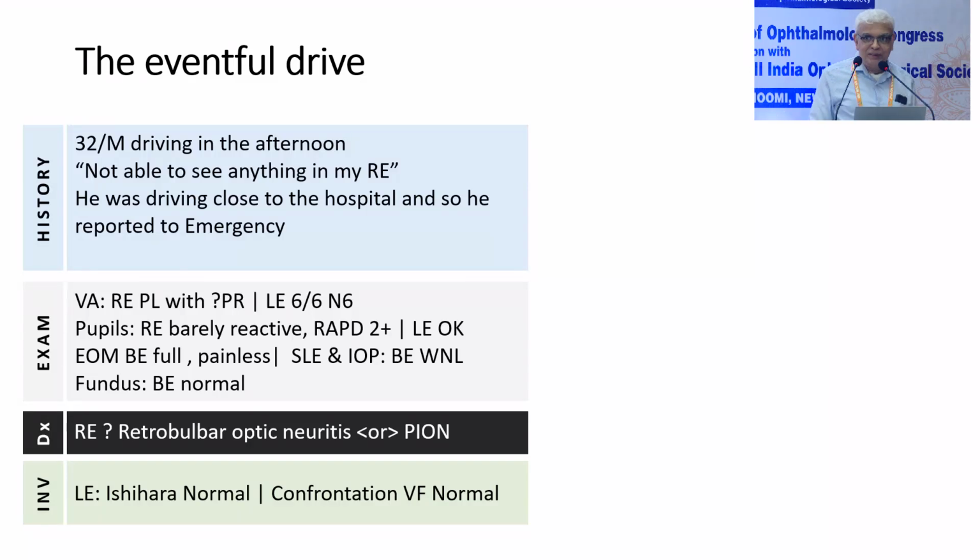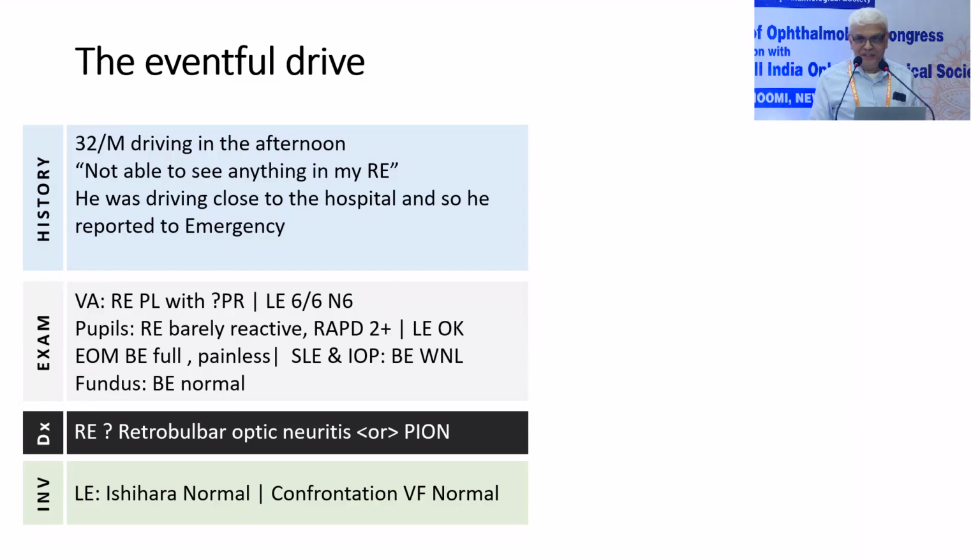Let's take another patient. This was when I was in Netralia at 5 o'clock in the evening. I think there was some cultural program, therefore we all had to stay back. And it so happened that a patient just drove into the emergency and said, I can't see. I was driving nearby, and he felt his vision go down. He had PL in the right eye. Pupil barely reactive. Everything else is normal. Look inside, his fundus is absolutely fine.